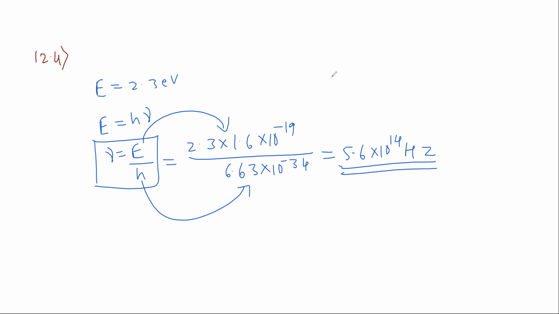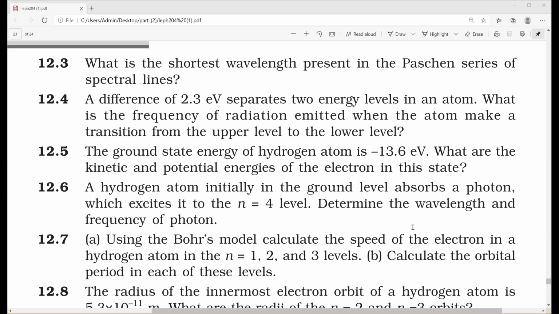So next we shall see 12.5. Let us see what 12.5 asks. The ground state energy of the hydrogen atom is minus 13.6.